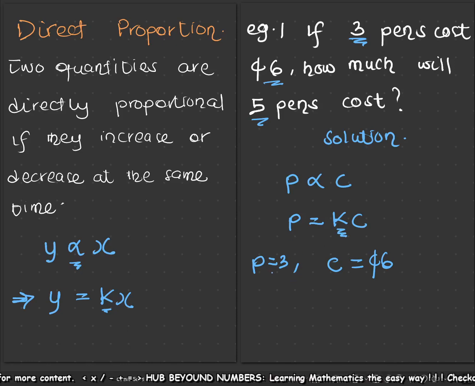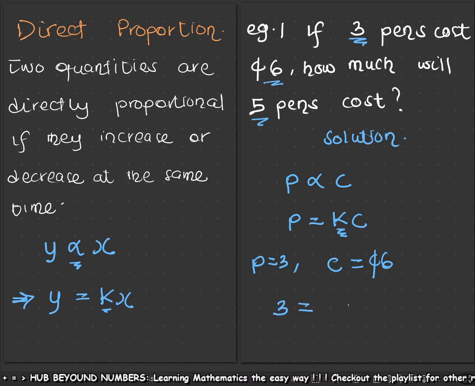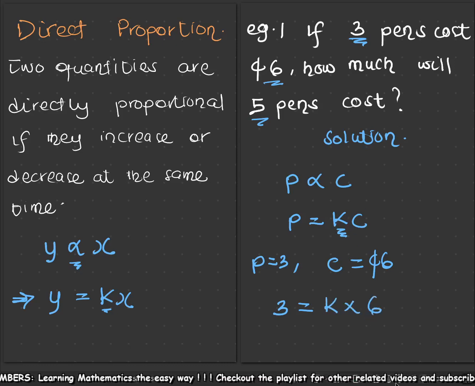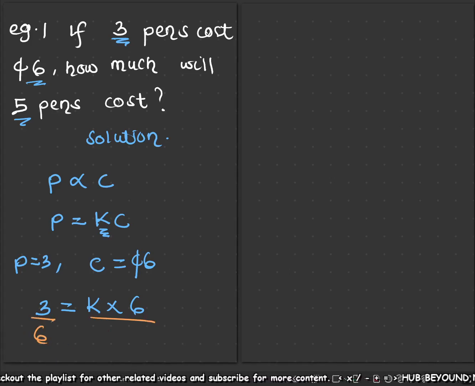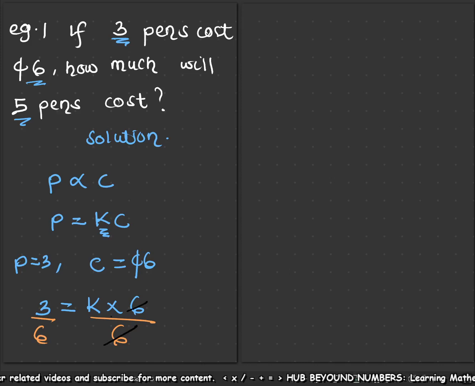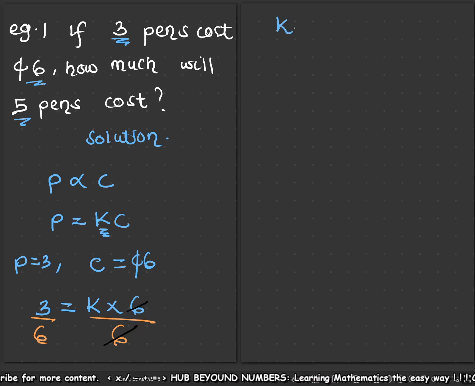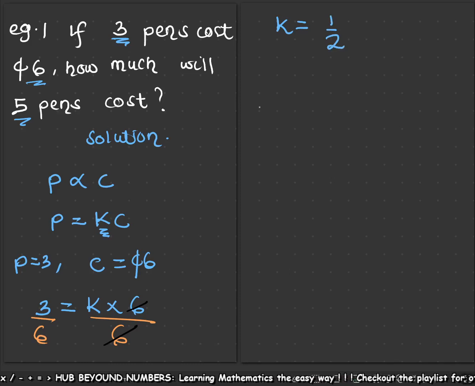So substituting, we said our P is equal to 3. So 3 is equal to K, which we don't know, times C, which is what? 6. Then at this stage, we make K the subject. So making K the subject, we just divide both sides by 6, and this 6 cancels out this 6. It will imply that our K is equal to 3 over 6, which is 1 over 2.